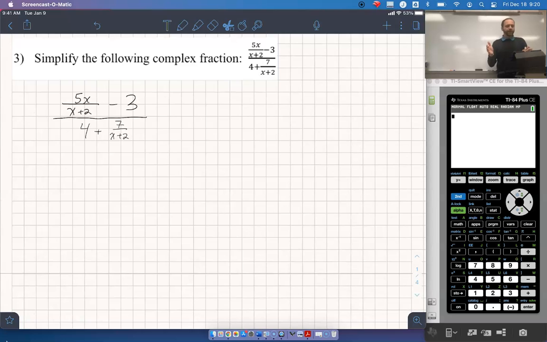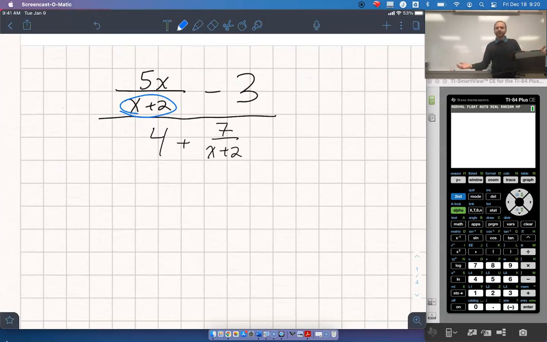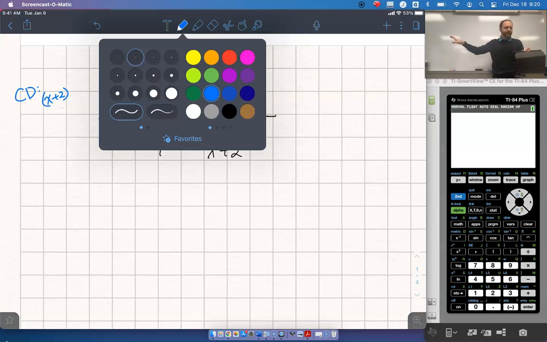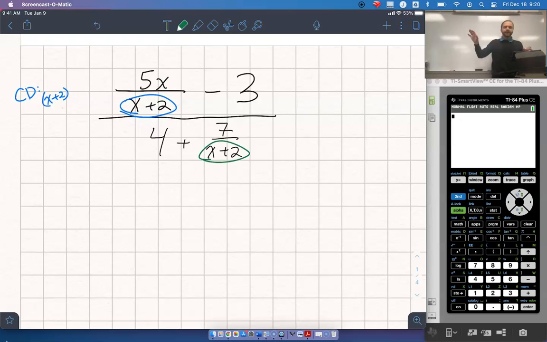So I look, what makes it complicated in the top? Well, it's an x plus 2. There's a fraction with the denominator of x plus 2. If I were just to think about the top, the common denominator in the top is x plus 2. Now let's put that on hold, put it on the back burner, and let's figure out the bottom. What's the common denominator in the bottom? That also is x plus 2.